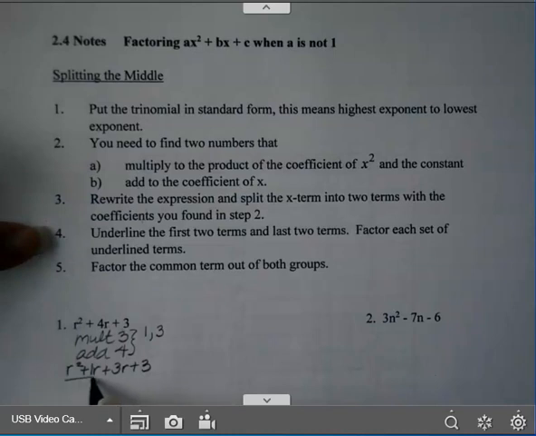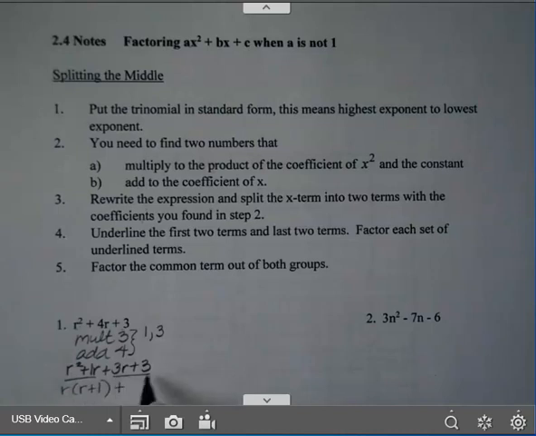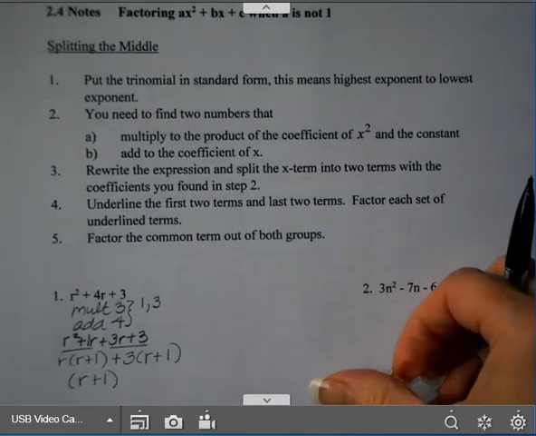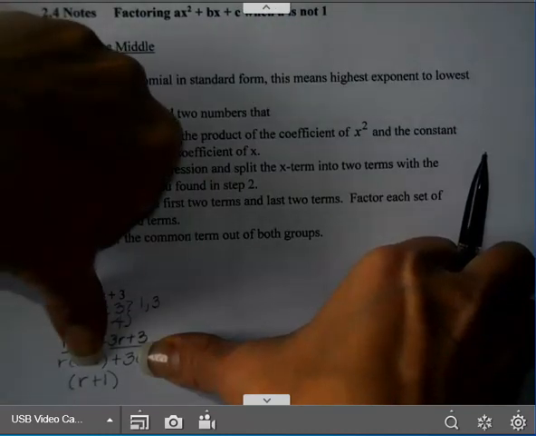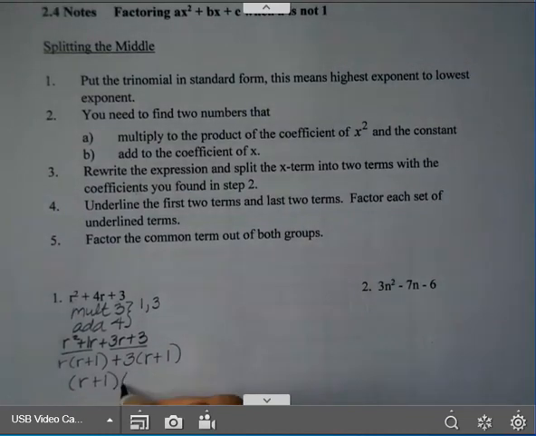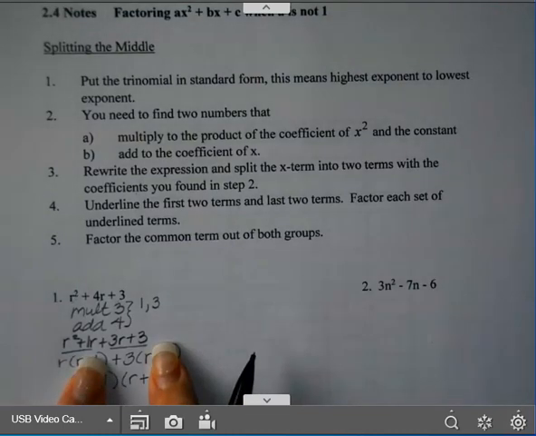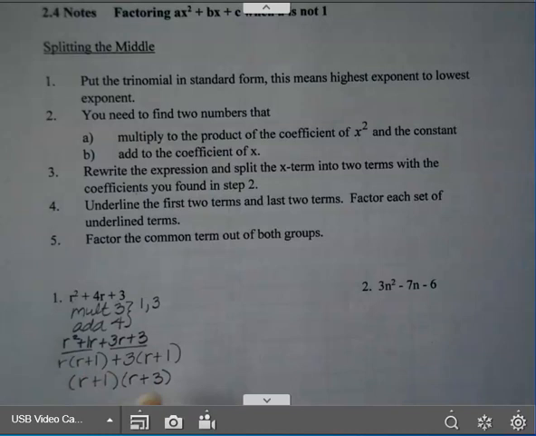I'm going to underline the first 2 and last 2 terms and factor each set of underlined terms. So this has an r in common, and I'm left with r plus 1. My next group has a 3 in common, and I'm left with r plus 1. And now each of these have an r plus 1. And when I take out the r plus 1, I'm going to cover up the r plus 1 and r plus 1. When I take those out, I'm left with an r and a plus 3. So you can cover up the r plus 1s and see what you're left with. And that's what goes in the second set of parentheses.